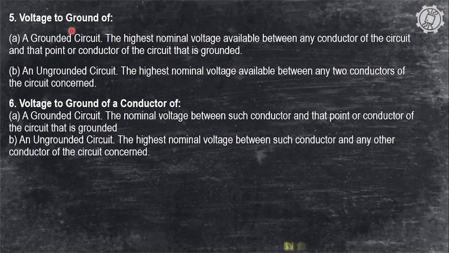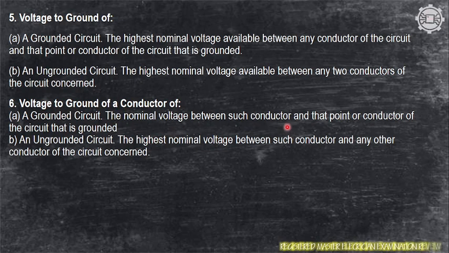Then voltage to ground: for a grounded circuit, the highest nominal voltage available between two conductors and the ground. For an ungrounded circuit, between two conductors of the circuit concerned. Voltage to ground of a conductor, for a grounded circuit, is that of such conductor at the point of connection. Okay.